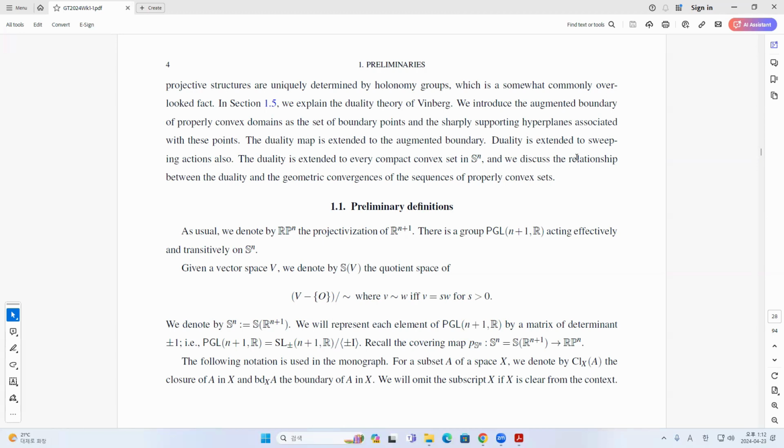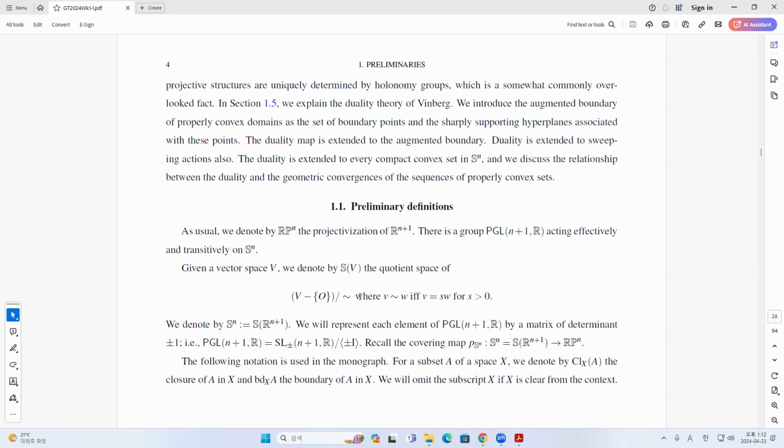So the preliminary definition is that we begin with RP^n, the projectivization of R^(n+1). Here you remove the origin and you identify all the points which are scalar multiples of each other. And so PGL(n+1,R) acts effectively and transitively on RP^n. Sorry, this should be RP^n. That's still not done correctly.